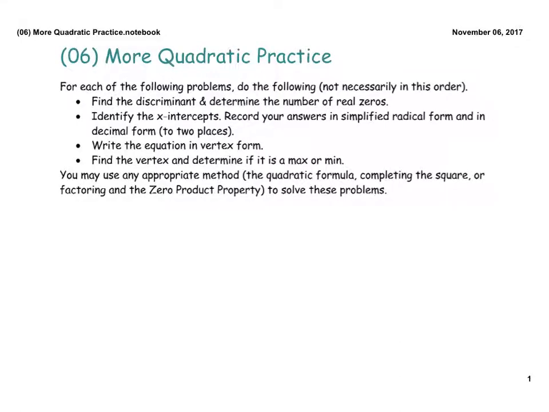So for today, we are basically just practicing the quadratic stuff that we've learned so far. I'm going to remind you about such greatest hits as the discriminant and how it tells you how many real answers you're going to have. The x-intercepts, which is usually, if you can factor it, you should. Otherwise, you go to the quadratic.